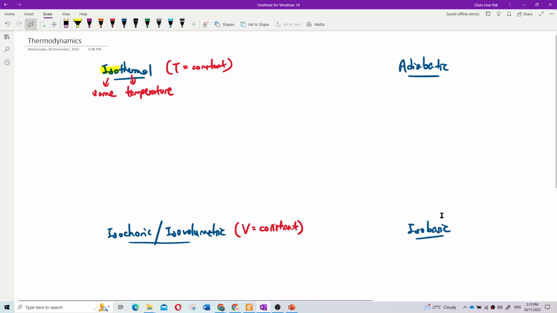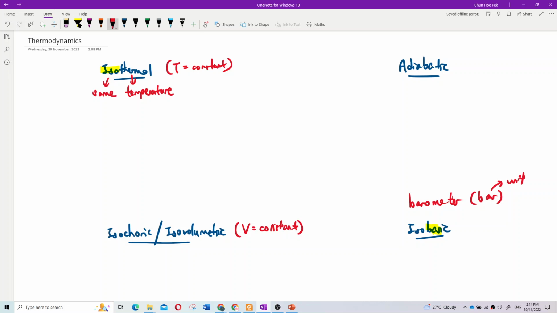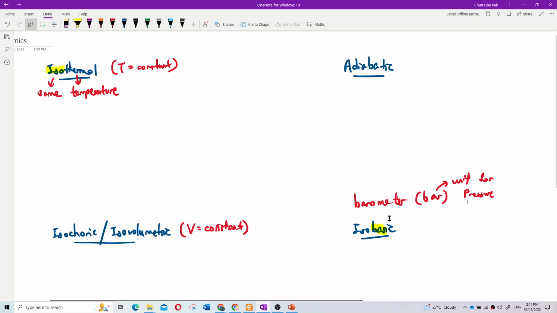And then here you can see isobaric. Do you know baric? Have you heard of the barometer? Bar is actually a unit for pressure, isn't it? A barometer is to measure the pressure. So what is constant? Class, what is constant? Pressure. Pressure is constant. That's very good.